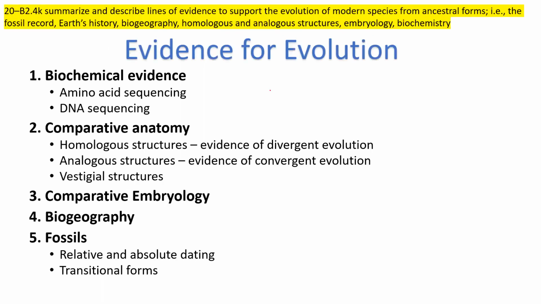Okay, now we're going to look at summarize and describe lines of evidence for evolution. We're going to look at biochemical evidence, comparative anatomy, comparative embryology, biogeography, and fossil evidence.